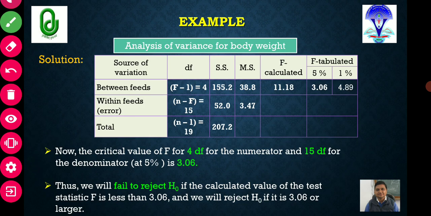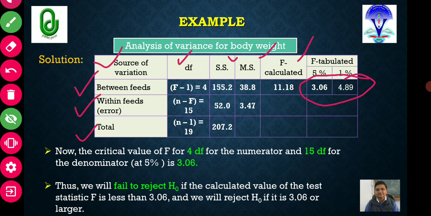Just remember how we were preparing the ANOVA table. For the ANOVA table you have to prepare different columns. First column, source of variation. What will be the source of variation? Between feed, then error, that is within feed, and total variation. Then the column degree of freedom, then sum of square, mean sum of square, F value, and the value obtained from the table.